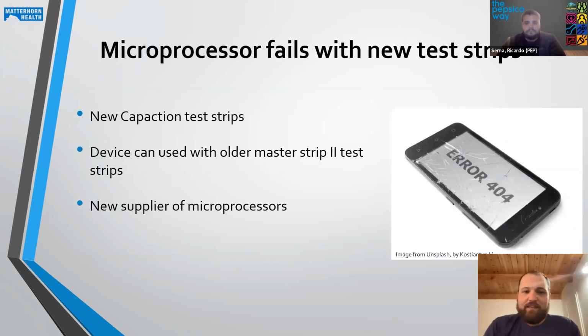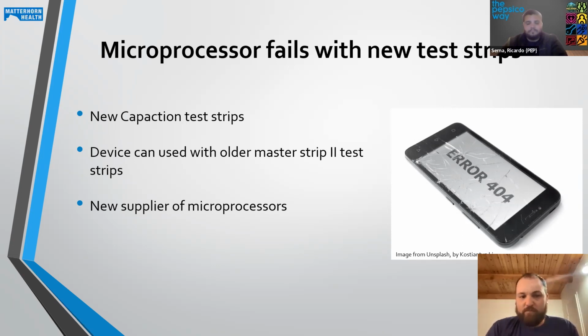Thanks, Ricardo. So to talk a little bit more about the microprocessor issues, the root problem is that the microprocessors we are getting from this subcontractor are not compatible with the new Capactin test strips that we are introducing to the market with the new GlucoGauge, our blood glucose monitor. The problem is when used with our device, the Capactin test strips are causing the microprocessor to malfunction and give inaccurate readings. Now, we source these microprocessors from a subcontractor that we have worked with in the past, and a number of our competitors also utilize the same subcontractor to source their microprocessors.